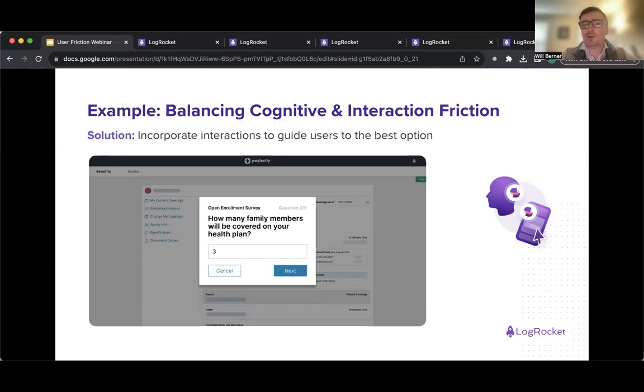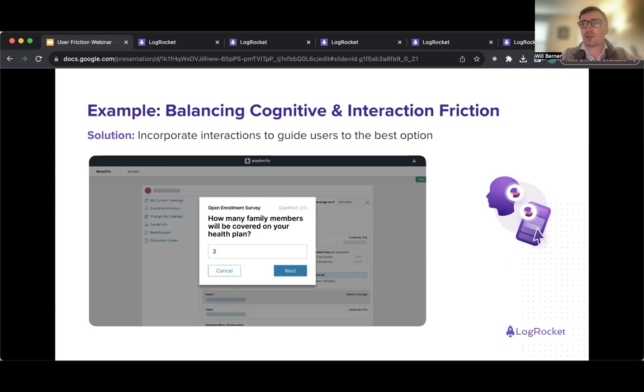And so the PM who's dealing with this flow has a few different options. One would be to basically ignore the complexity of this decision in favor of minimizing interactions. What that would probably look like is just saying, here's the two plans, click the button and pick which one you want. It does minimize the interaction friction by using a simple single step flow to get the user through that process. But I think it's pretty clear that at the end of the day, that's not doing much to set that user up for success.